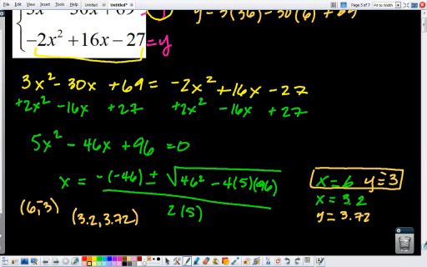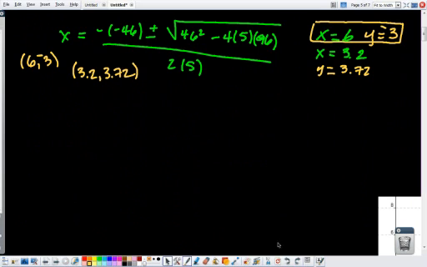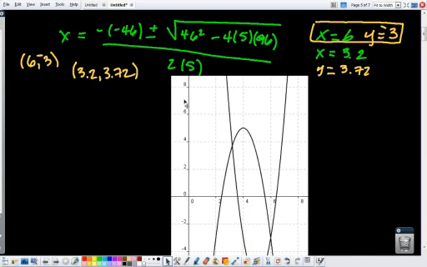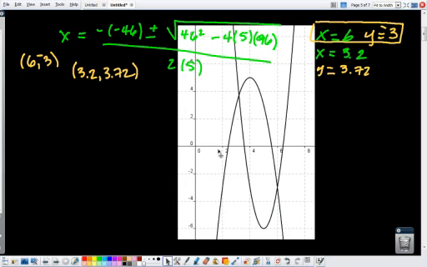And of course, if I were doing this on a test and I wasn't strapped for time because of the internet, I would plug both of those in and make sure that they are correct. So here's my graph. I just put this into a graphing program. So if I look, I have an intersection point.